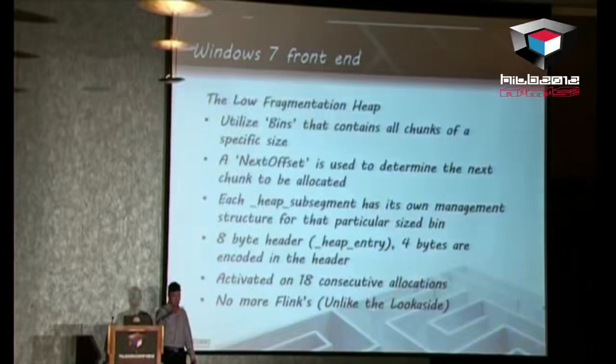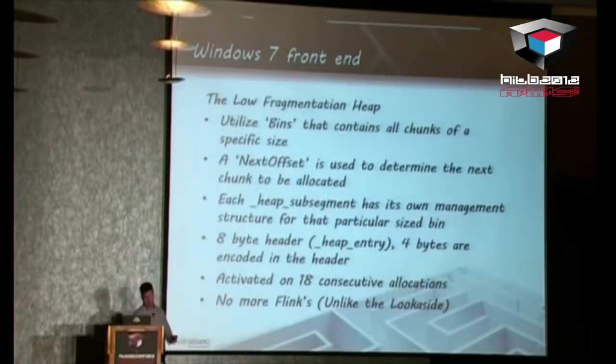Each heap subsegment has its own bin. For example, a user block is a particular bin, and that might get filled up, and then a new one is created using RtlpLowFragHeapAllocFromZone. Then there's this 8-byte structure for the heap chunk, and I'll show you some diagrams in a bit so it's not all confusing. You can activate the LFH very easily under the Windows 7 heap just by causing 18 consecutive allocations, and no more pointers like I said before.